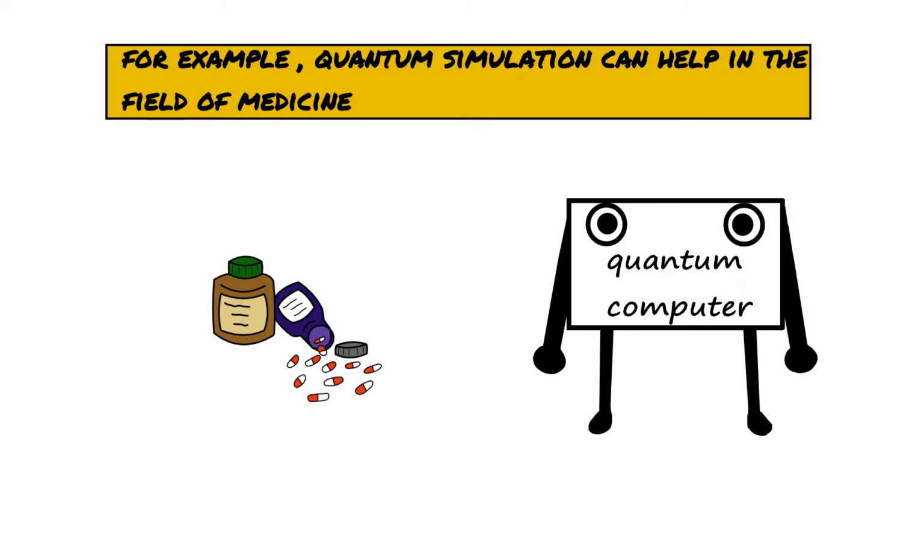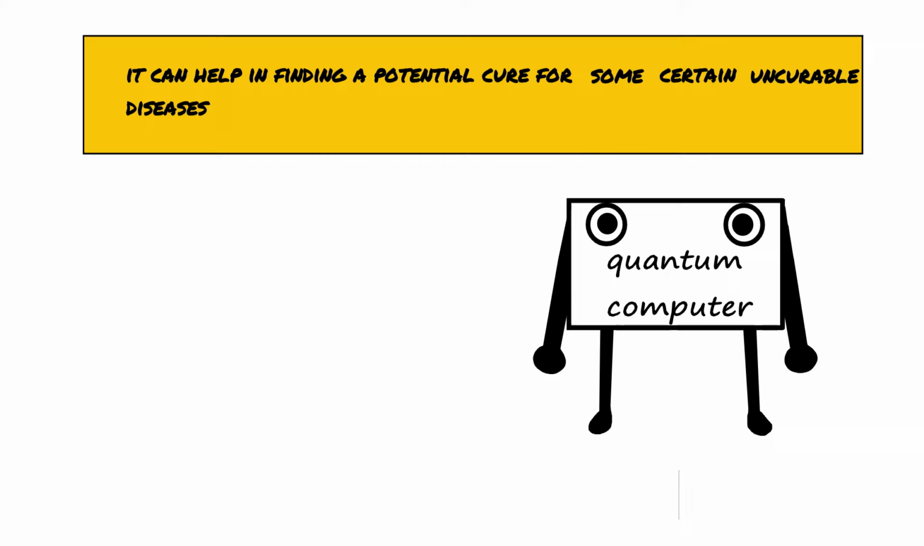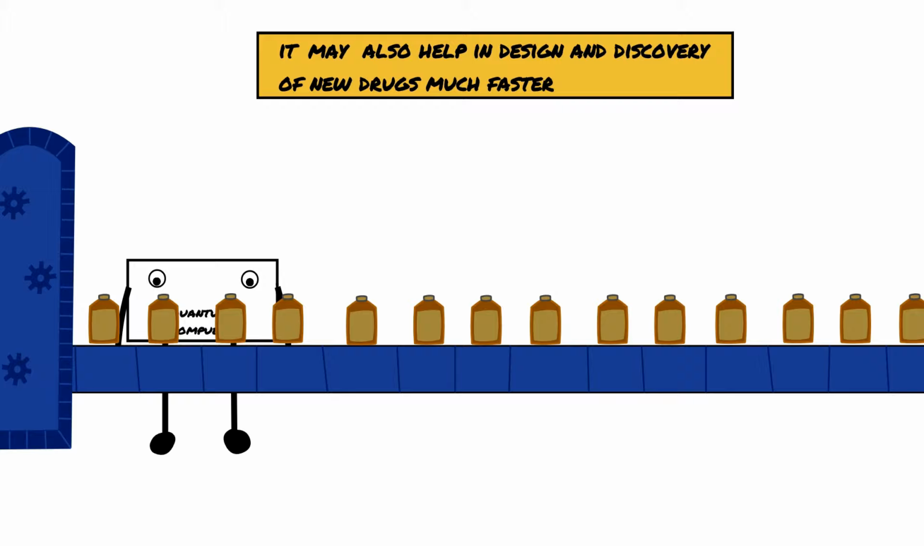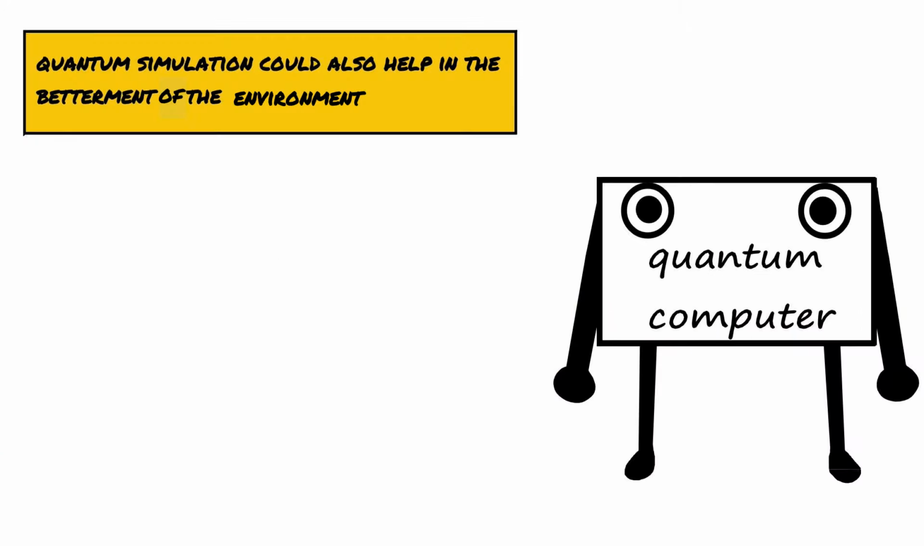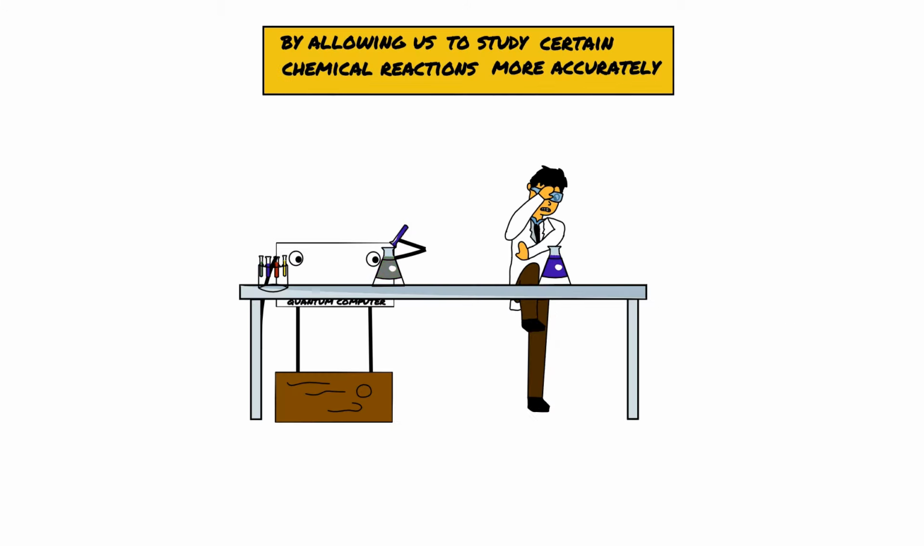For example, quantum simulation could help in the field of medicine. By simulating the behavior of certain types of molecules, it can help in finding a potential cure for certain incurable diseases. It may also help in the design and discovery of new drugs much faster than the hit and trial method we use today. Quantum simulation could also help in the betterment of the environment by allowing us to study certain chemical reactions more accurately.